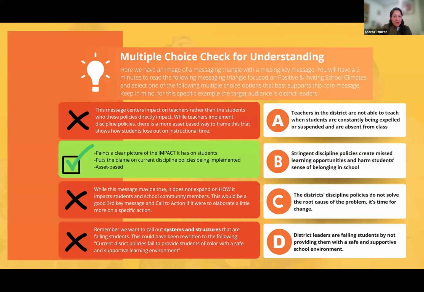And then last one, we want to call out systems and structures that are failing students, not specific people. So this could have been rewritten to the following: current district policies fail to provide students of color with safe and supportive learning environments.